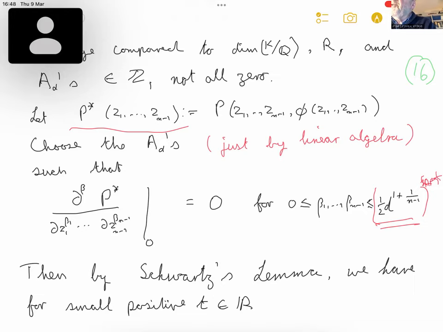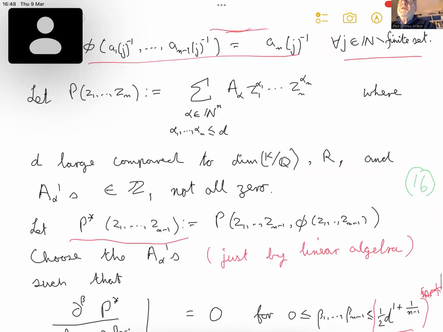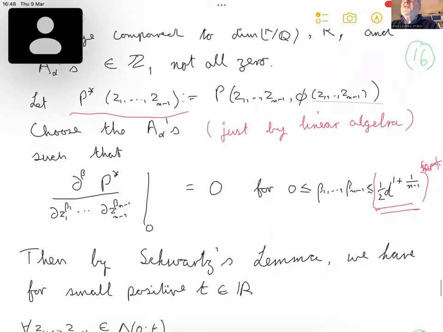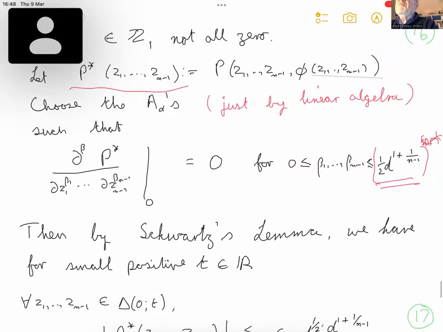D to the n minus 1. And that's less than d to the n. And we have that available because there are d to the n values we could choose for the A alphas. And the point is you do this just by linear algebra. We have more unknowns than equations. There's no need to use Siegel's lemma or anything like that. We don't care how big the A alphas are. You just choose them to make this function vanish at zero to this high order.